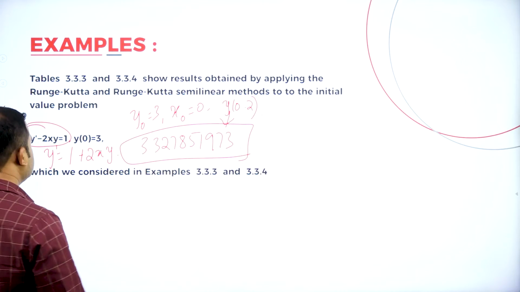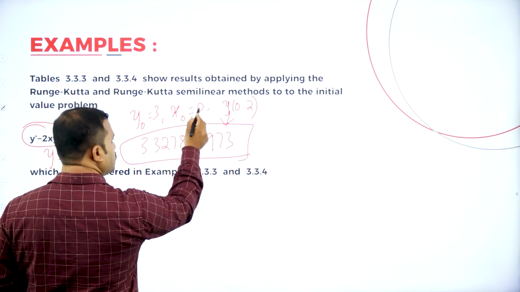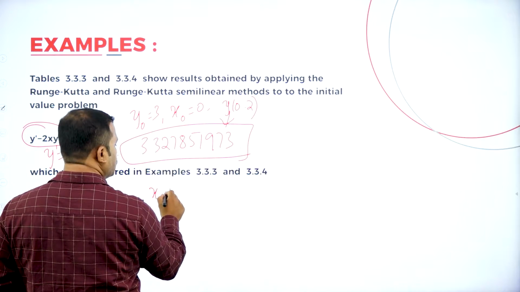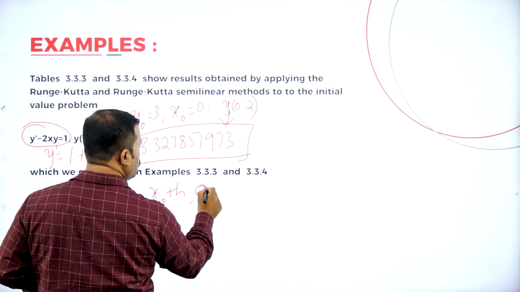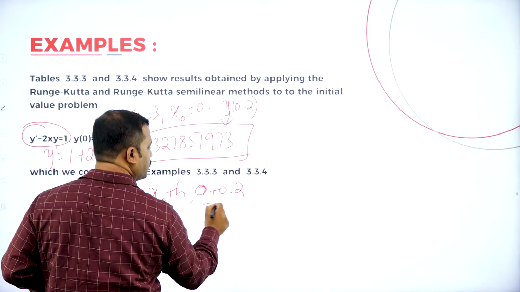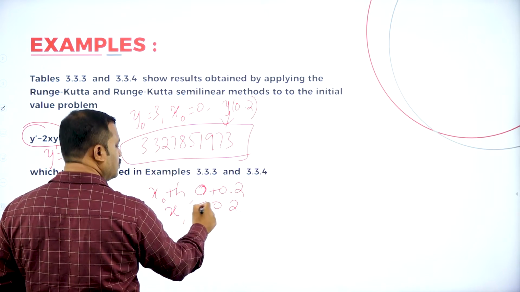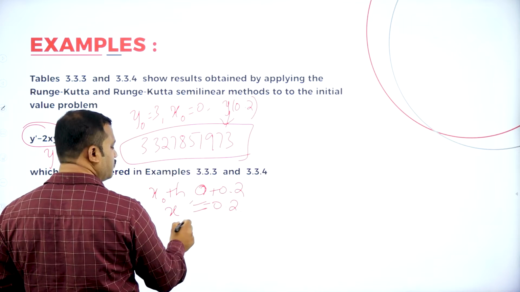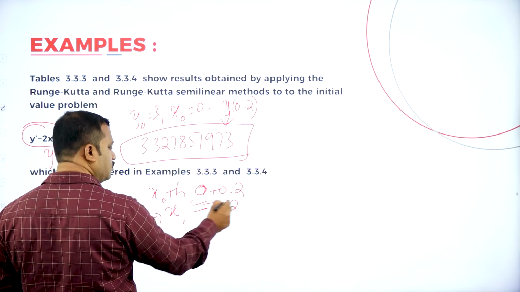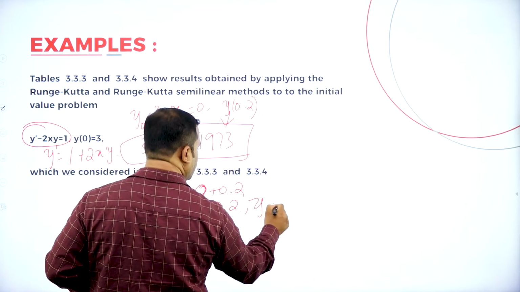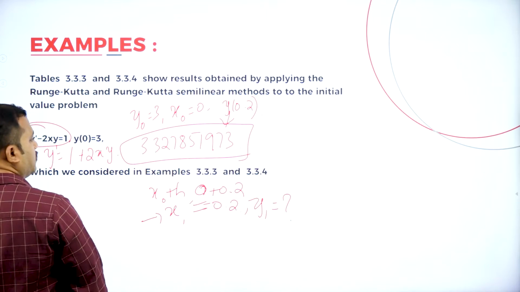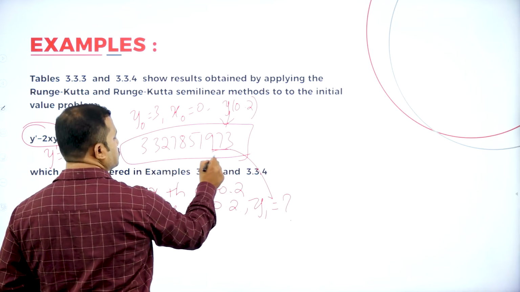If that is the case, we have to find out the value at x0 equal to 0. x0 plus h is equal to what? 0 plus 0.2, which is equal to 0.2. That means x1 is equal to this value. When the value of x1 is equal to this, what is the value of y1? That has to be determined. The value of y1 is this.